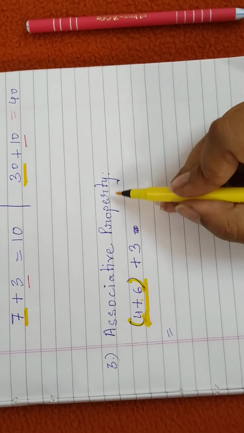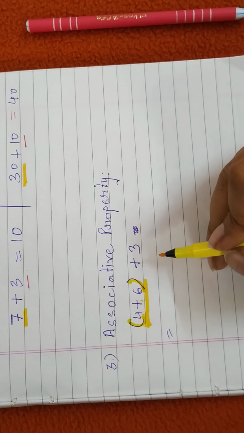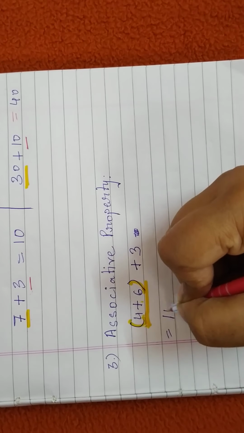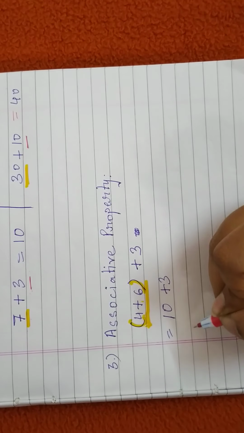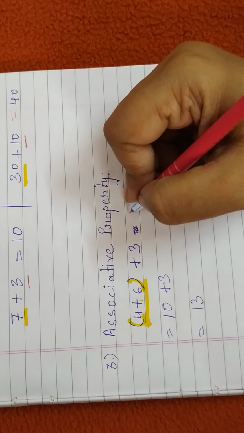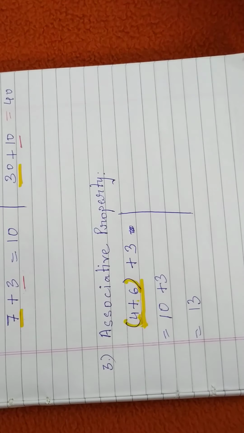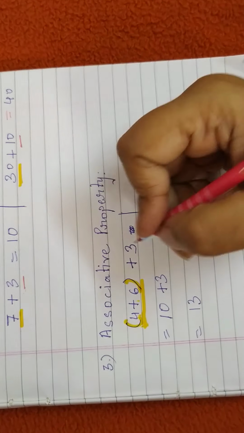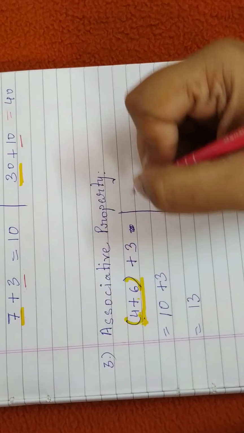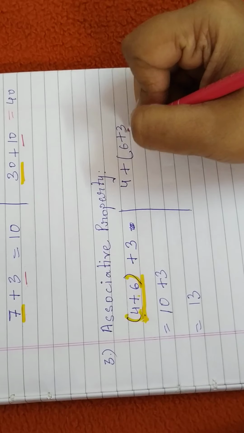Now associative property says if we change the group of addends, the sum will be the same. Now first add this statement. 4 plus 6 is what? 10 plus 3 is equal to what? 13. Yes, now let's change the order of group. Earlier it was the 4 plus 6 group. Now I will be taking this 4 out from the group, and I'll make the group 6 plus 3.